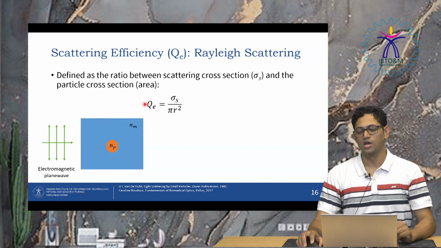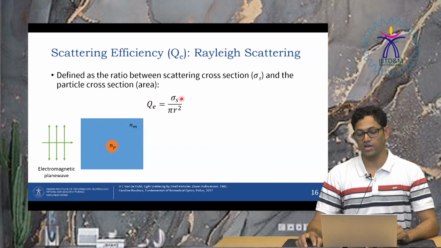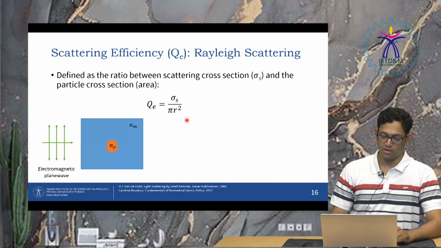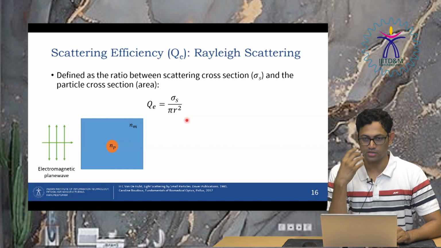So Q_e, the scattering efficiency, is given as the effective scattering cross section over the geometrical cross section, that is pi r squared. This is what we have already defined in our earlier session.